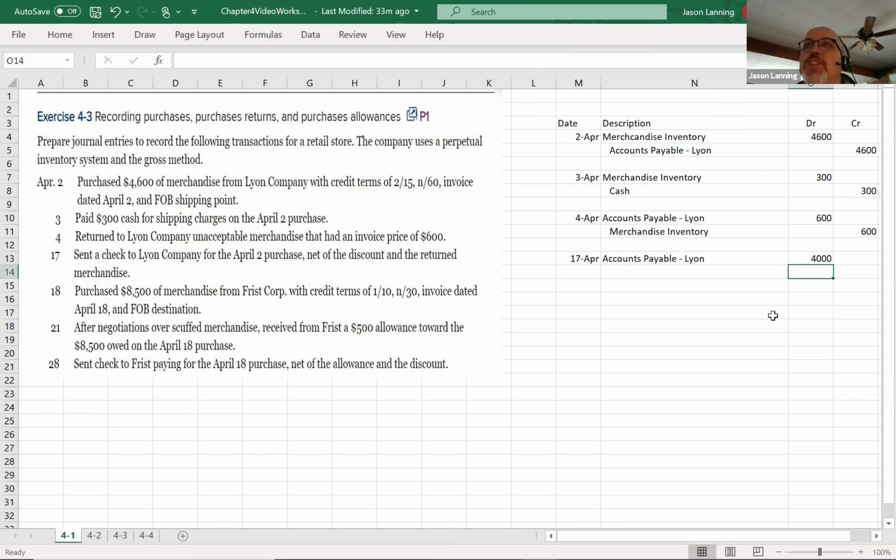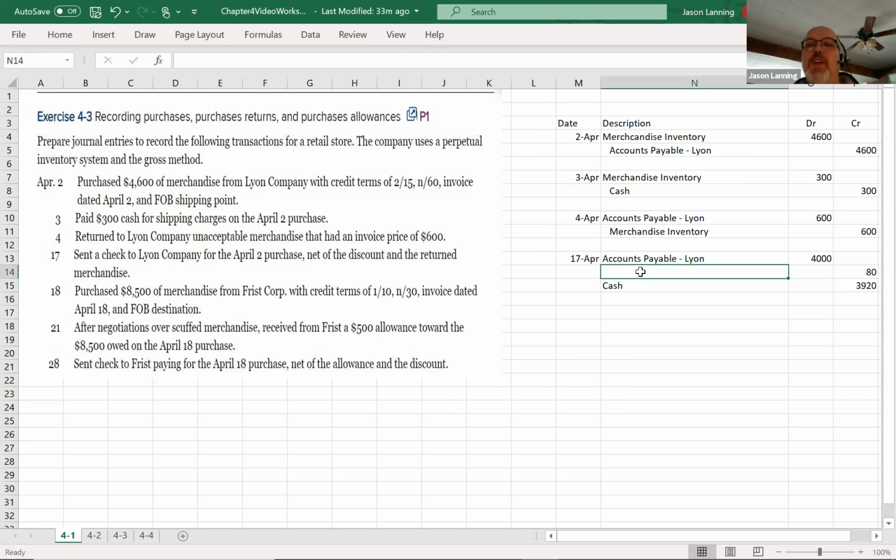we owe them $4,000. Now, we do get the discount, which is 2%, and our 2% is only based on the amount that we owe, not on the 4,600 because we returned 600. So it's only based on the 4,000. That 2% multiplied by 4,000 is 80. And then the rest of the amount, since we're paying in cash, we're going to credit cash for the 3,920.